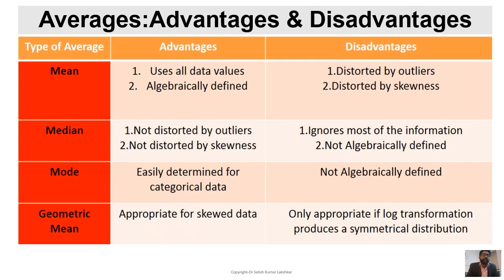Mode is easily determined for categorical data. If we have any categorical data, and we see some value repeating again and again, then in such a scenario the mode would be very useful and effective. But there is an issue with the mode also: it is not algebraically defined. So mean is algebraically defined, but median and mode are not. If we talk about geometric mean, it is appropriate for skewed data, but there are disadvantages also. It is only appropriate if log transformation produces a symmetrical distribution.